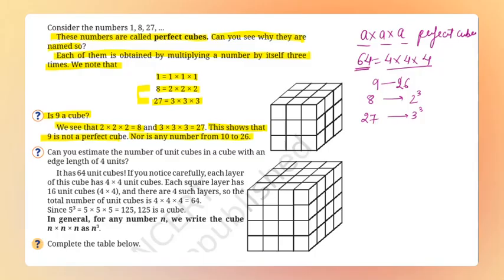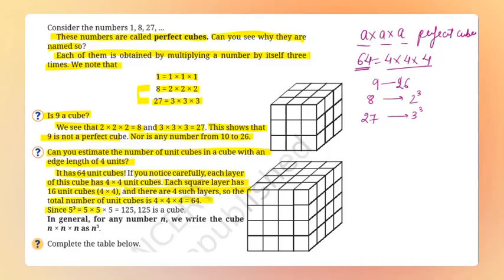Next, they are asking to estimate the number of unit cubes in a cube with an edge length of 4 units. So again, what do you mean by unit cubes? A cube whose side is 1 centimeter or 1 unit. So it has 64 unit cubes. If you notice carefully, each layer of this cube has 4 times 4 unit cubes. Each square layer has 16 unit cubes. And then there are 4 such layers. So the total number of unit cubes is 4 times 4 times 4, which is 64.